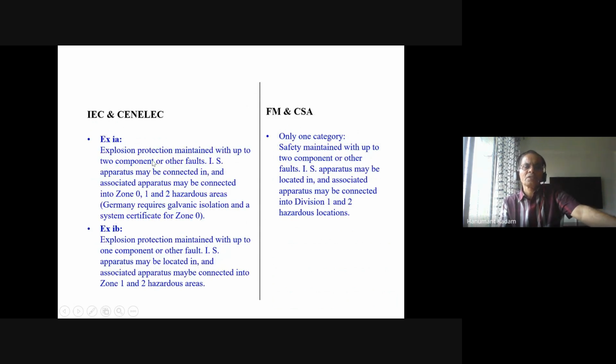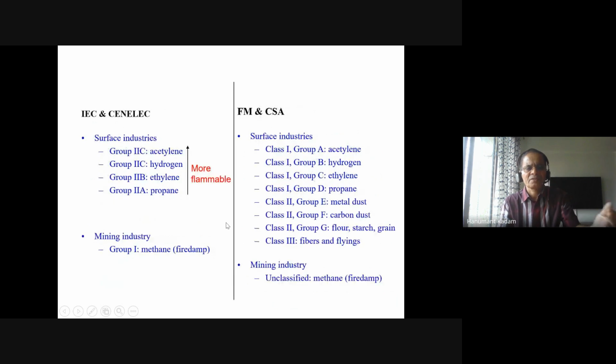Then you can see EXIA, EXIB, explosion protection maintained with up to two components or other parts. Intrinsic apparatus may be connected in, or associated apparatus. These, as I told, relate to that. Electronics are provided like galvanic isolation and system certification like this.